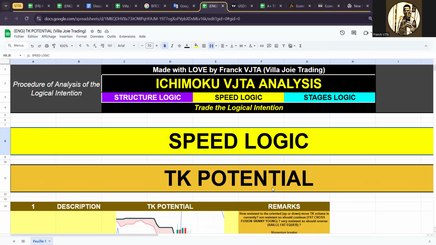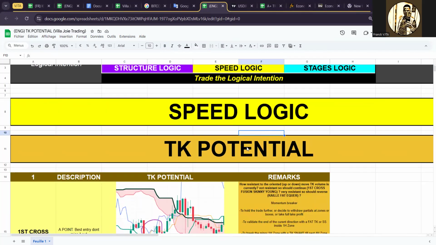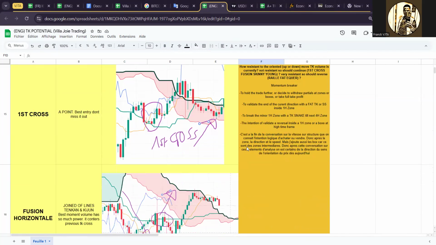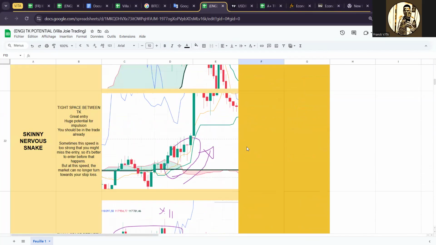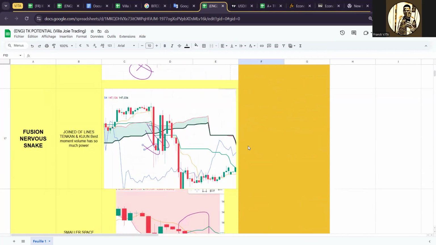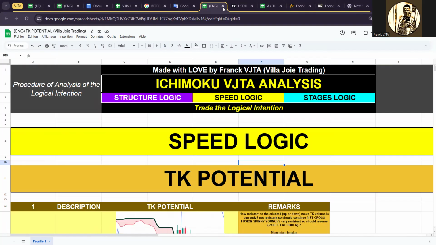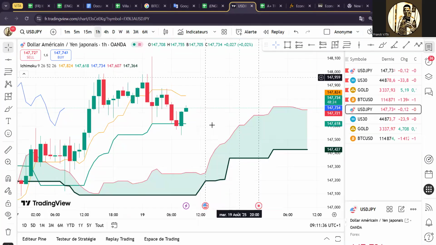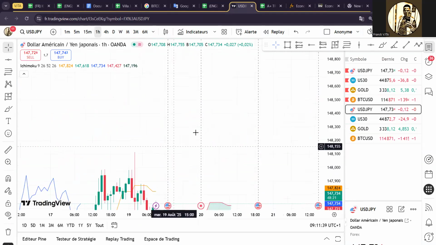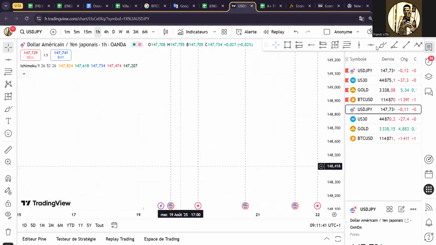The speed logic is coming just after the structure logic. So the first element of the speed logic, after determining the zones and the direction, is to identify the speed at which the trend is going. We have many elements here that I will show you, but let me first start by explaining the concept behind the speed logic.